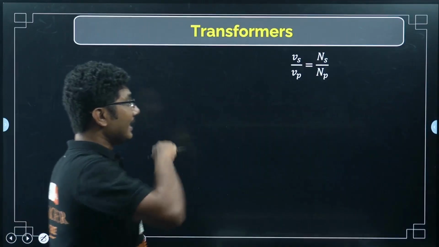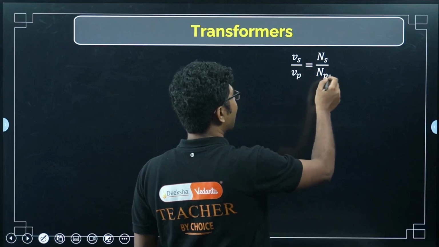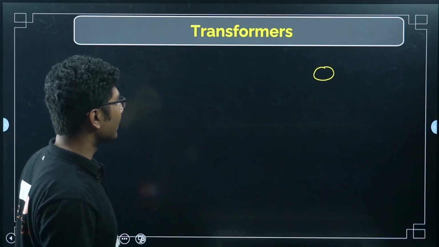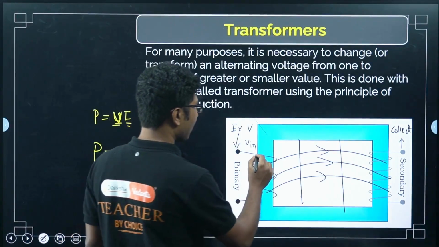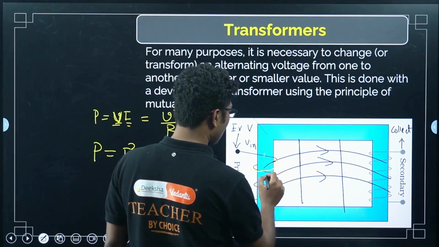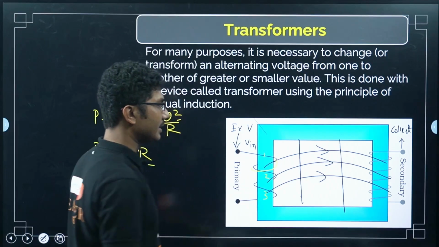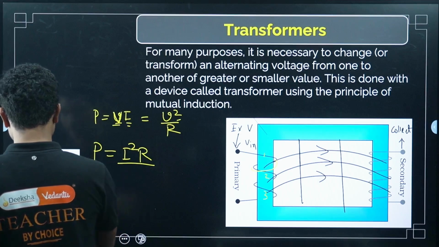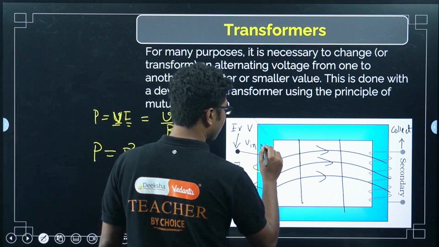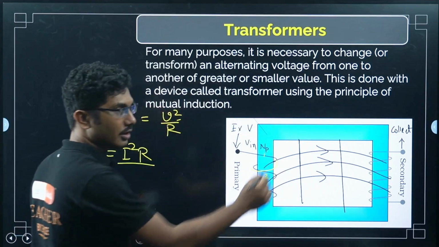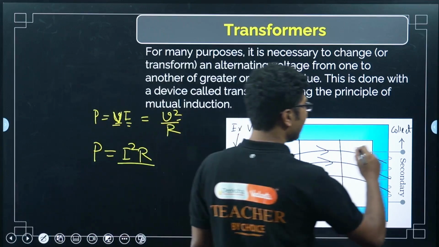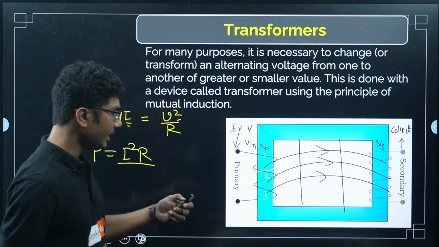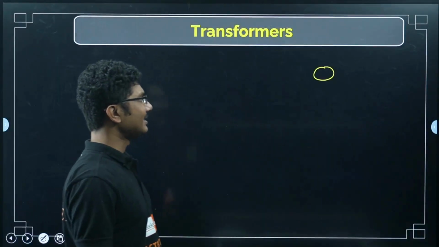Now the number of turns in the primary is given by NP, so let's look at what number of turns we are talking about. So this is the number of turns. How many turns are there? 1, 2, 3. Okay, so 3 turns are here. So this is called the number of turns in primary, NP. Similarly, the number of turns in secondary is called NS.